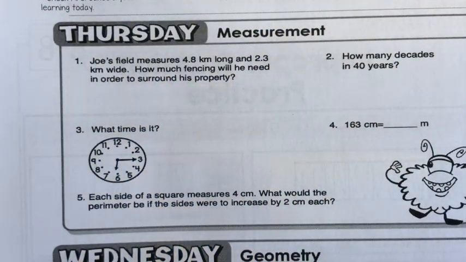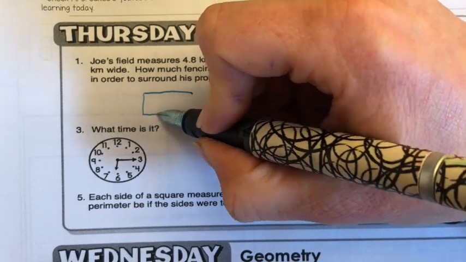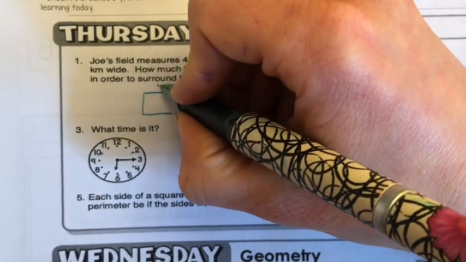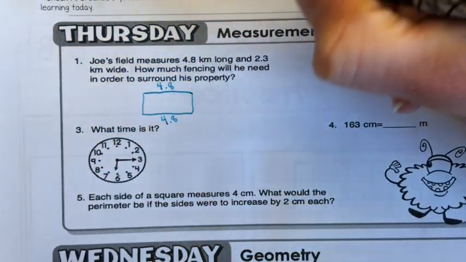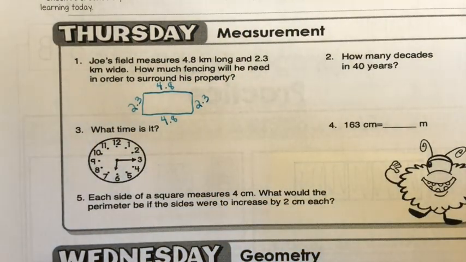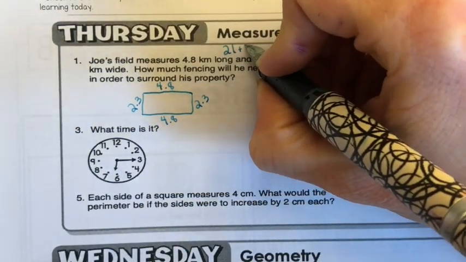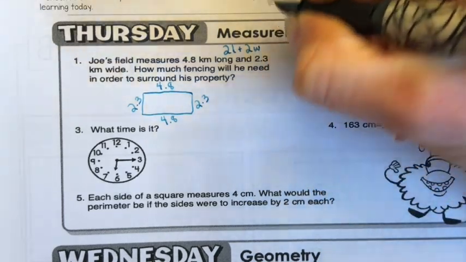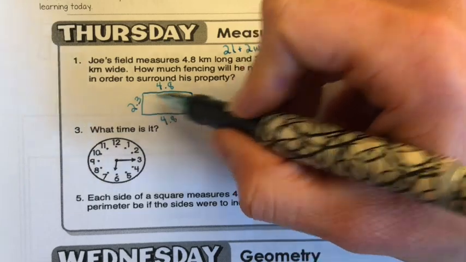Now we are not multiplying here. We are adding, basically. I mean, you can multiply and add, but what you're doing is this is his property. You're imagining it. He's got 4.8 kilometers this way, 4.8, and then we have 2.3 and 2.3. So the formula for perimeter is 2 length plus 2 width. So it's 2 of the length and 2 of the width, or we could just add 4.8, 4.8, 2.3, 2.3.